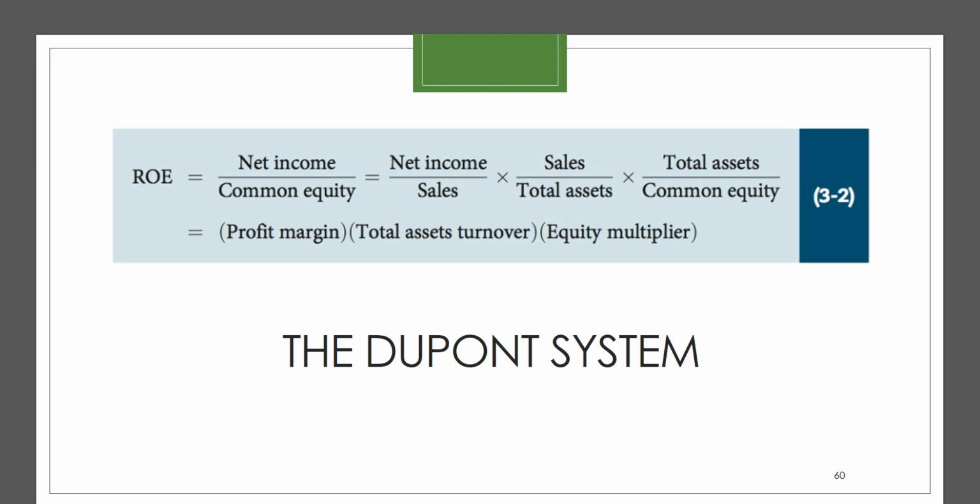So when we look at net profit margin, that's net income divided by sales. Total asset turnover is sales divided by total assets. So here you're multiplying and dividing by sales, so they cancel each other out. The equity multiplier is total assets divided by common stock equity, which cancels that out. And we're left with net income divided by common stock equity.